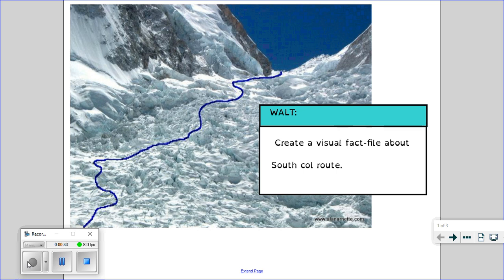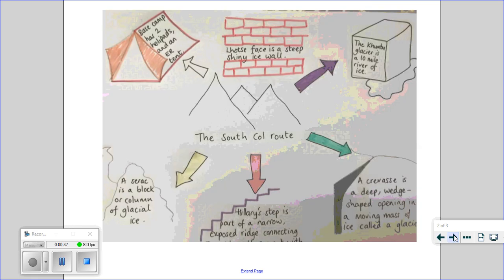And then what I'd like you to do is put together a visual fact file. I've done an example for you to have a look at. The reason I like it to be visual is that when you write a fact as part of a picture or with an image alongside it, it is easier for the fact to stick in your long-term memory.